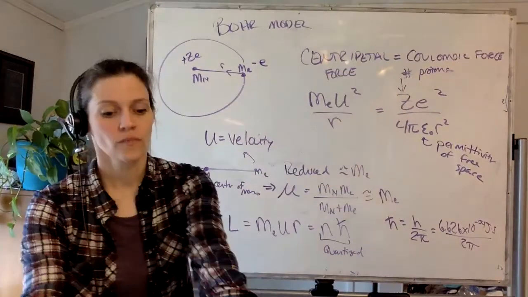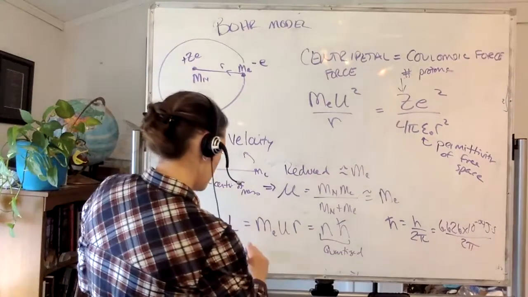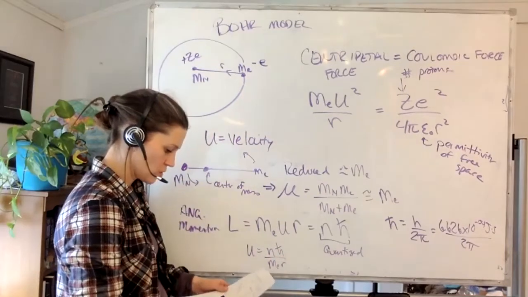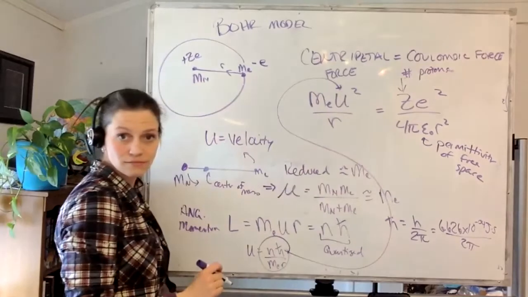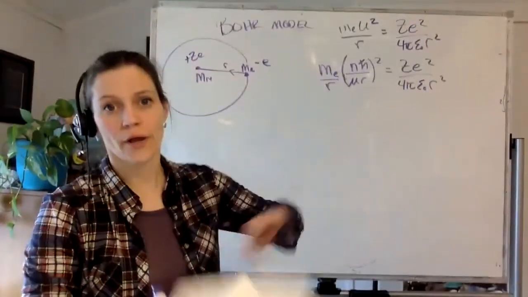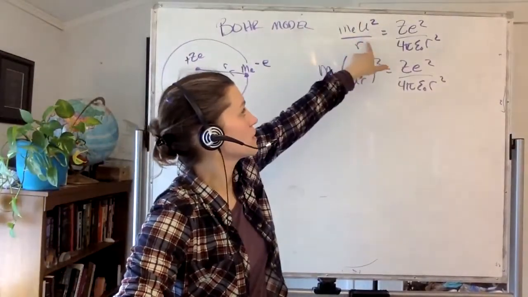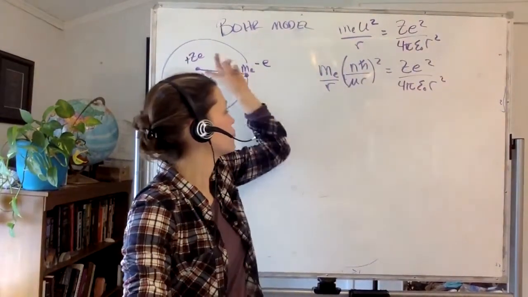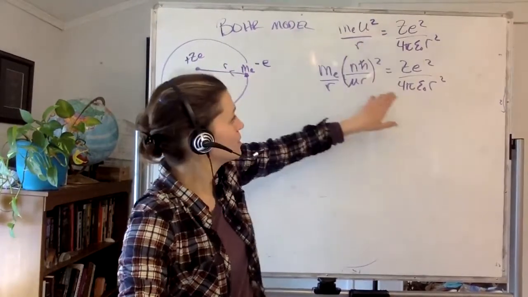Now, if I solve for velocity, u is equal to n h bar over m sub e r. Cool, so I'm going to take this and plug it in right there. Pause. This is the original equation that I wrote: m sub e u squared divided by r is equal to the Coulombic attraction, or the potential between the two positive and negative charges. I've substituted in the velocity from the quantized angular momentum equation.